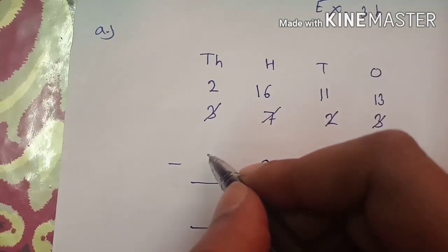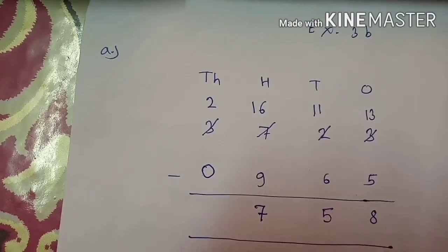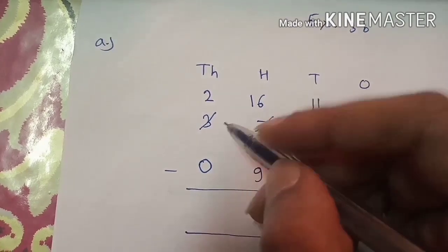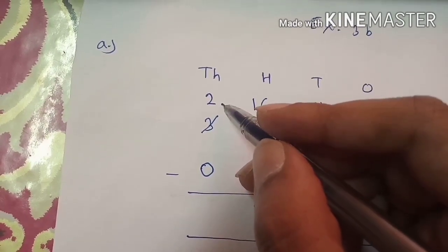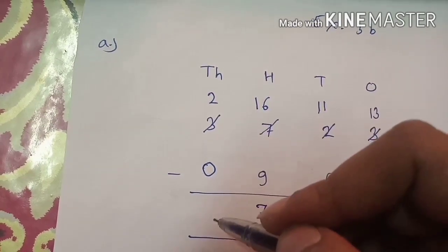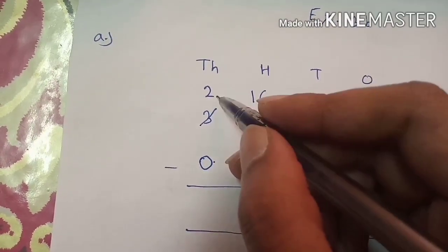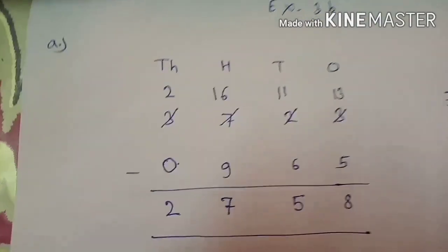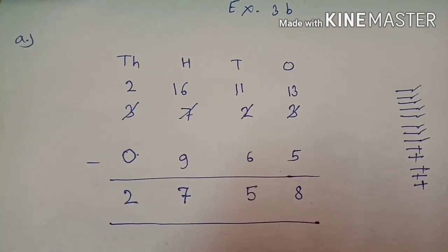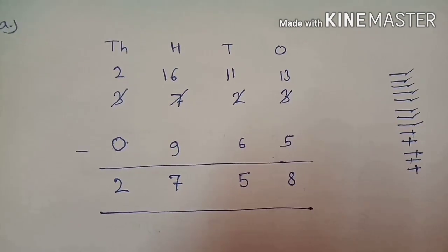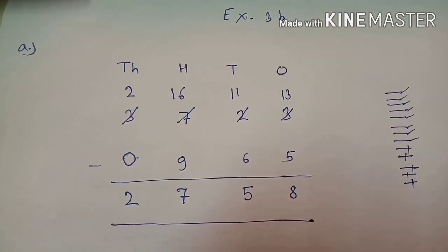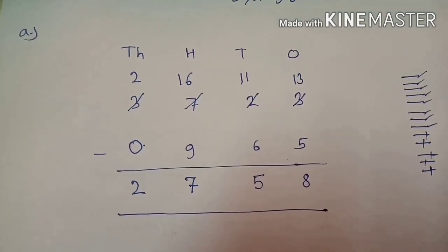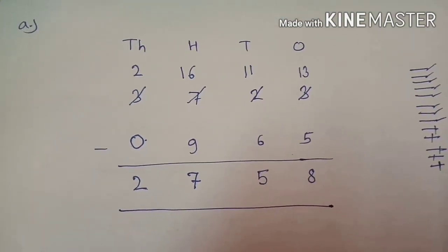Now remember this property: whatever you subtract 0 from, the result will be the number itself. So when you subtract 0 from 2, our difference will be 2. So our final answer is 2758. In subtraction you can use any method: line method, finger method, or you can subtract directly also.